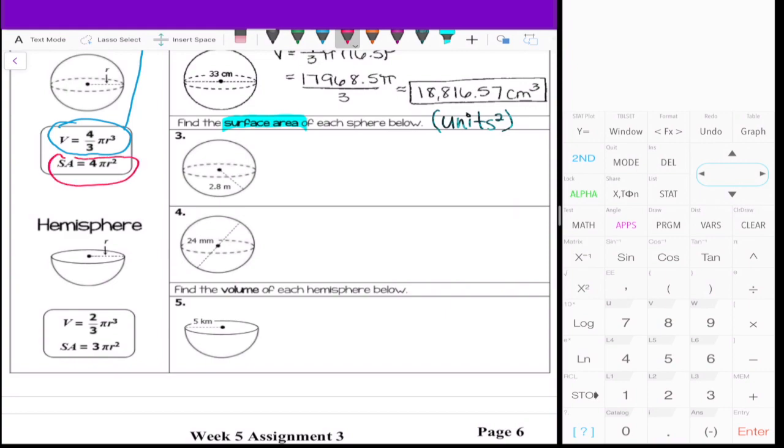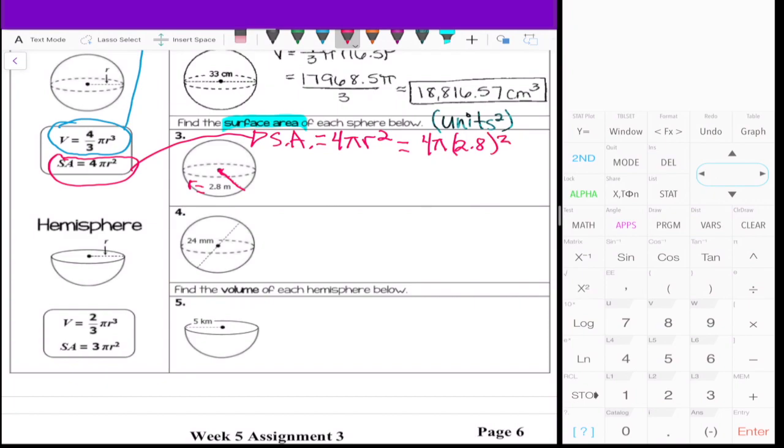Again, r is radius. So right there, I'm just going to write it down. Surface area equals 4 times pi times r squared. And then I'll just plug in for r, which I'll do here. r equals, again, from the center to the edge of the sphere, that is your radius. So 4 times pi times 2.8, and then squared.